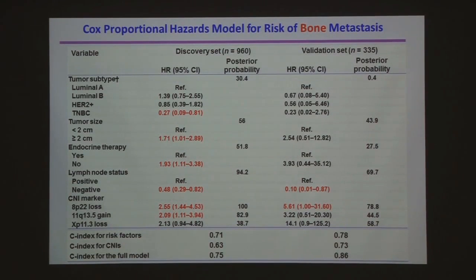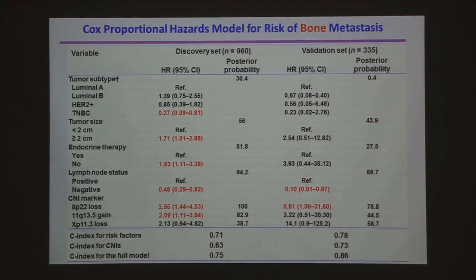So here's some of the data of the Cox proportional hazards model for risk of bone metastasis. And I think what's important here, just like I showed you on the last slide, is that if they had triple negative breast cancer, they were less likely to have a metastasis to the bone. The points I want to make here are that if the tumor size was slightly larger, they were at increased risk of bone metastasis. If they didn't have endocrine therapy, they were at greater risk of developing a bone metastasis. And if the lymph node status was negative, it was protective.